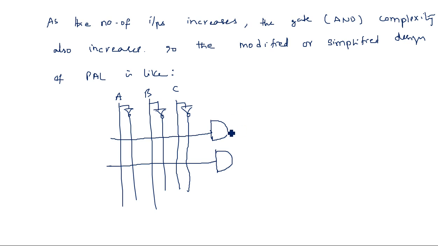See, what is the expression for the first one? A, B bar C. And what is the expression for second one? A bar B C. Okay, so A, B, where is A? Here it is A. So take a fuse connection. This cross mark indicating fuse, nothing but connection. When there is no fuse or no cross, there is no connection.